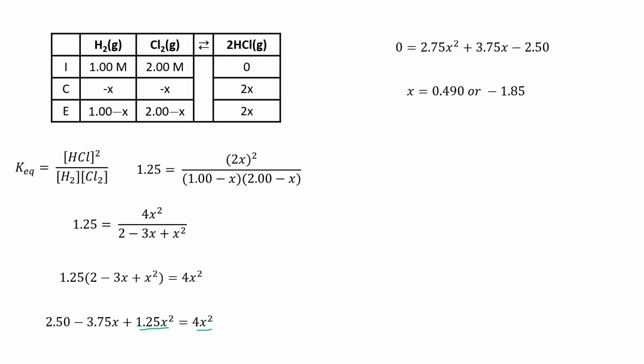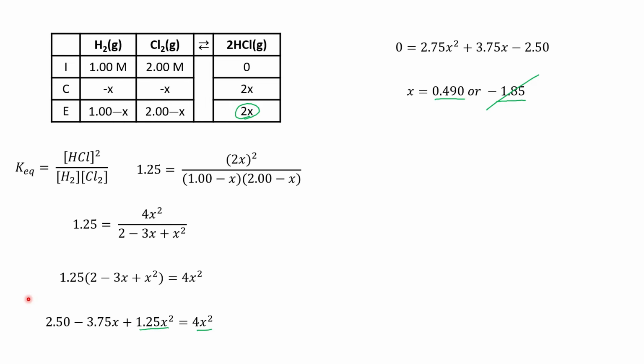So which value do I use? Well, I definitely want to use the positive value. If I use the negative value for x, that is going to give me a negative value for my concentration of hydrochloric acid. That is not possible in chemistry. So whenever you get a negative answer for x, you know you can drop that one. So my value for x is 0.490. Okay, hang in there, we're almost done.